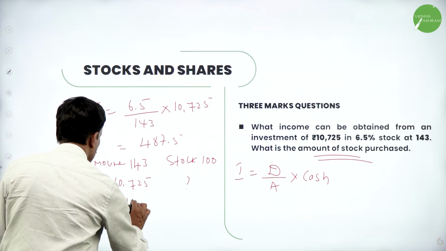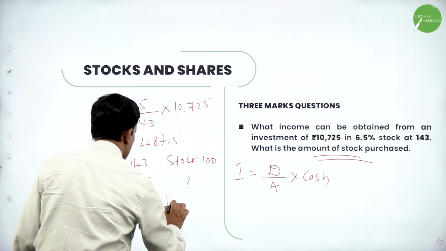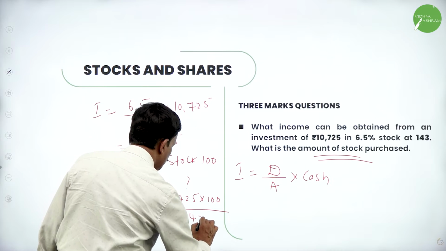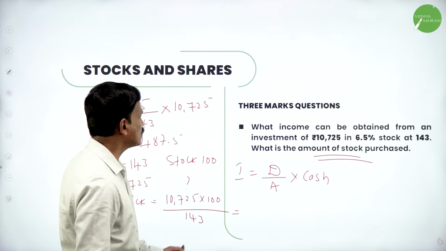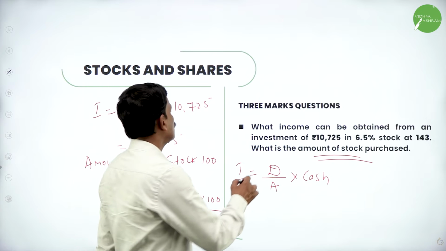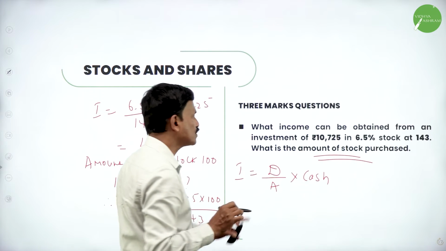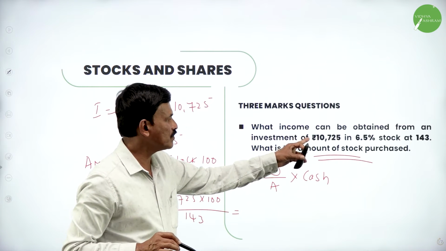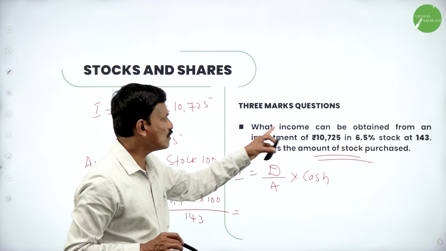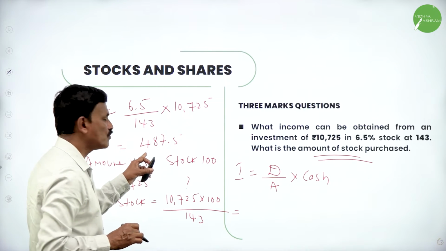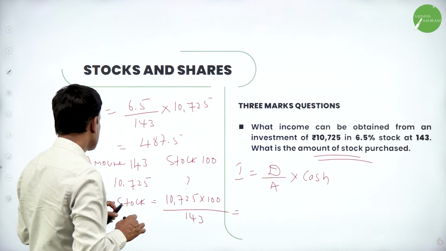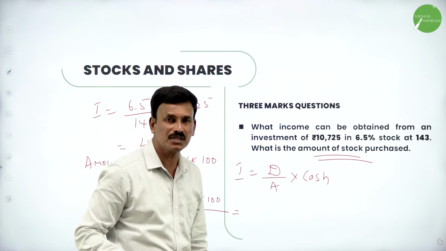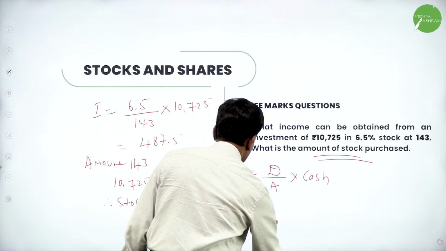Therefore, the stock is equal to, cross multiply, 10,725 into 100 divided by 143. That's equal to the answer you are going to get. So here there are 2 cases. What income can be obtained from an investment of rupees 10,725 in 6.5% stock at 143? What is the amount of stock purchased? So the income is 487.5 and the stock, that is nothing but 10,725 into 100 divided by 143. Simplify this. So that's equal to 7,500.